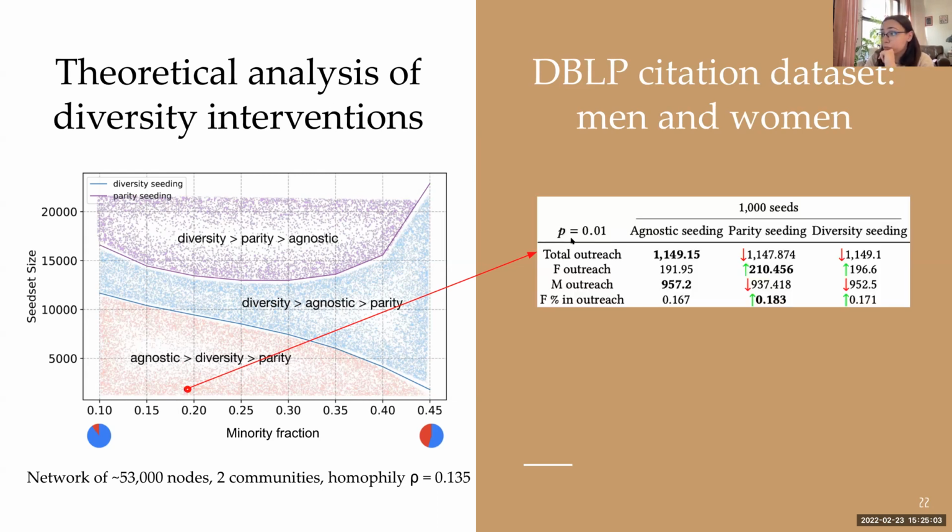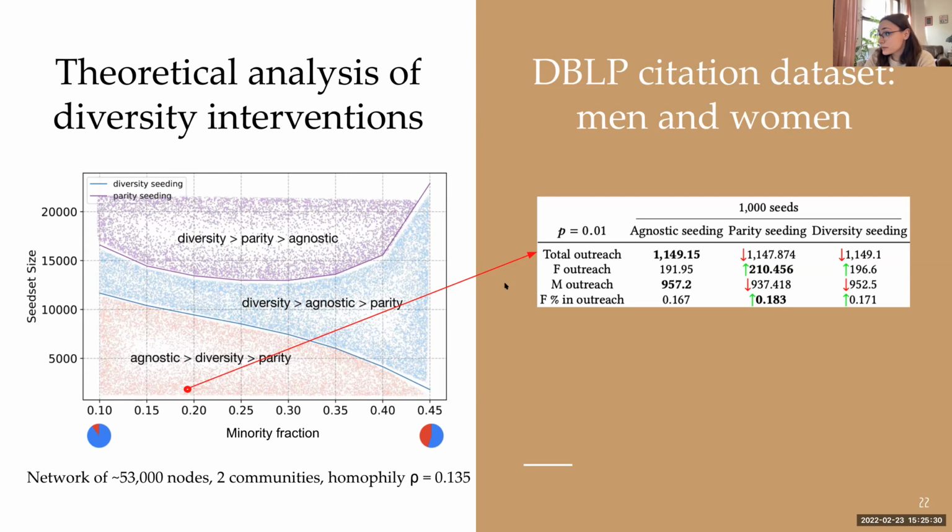For a given probability of diffusion, you end up with these results. So total outreach, this is an average over many simulations. We get that agnostic seeding performs the best, confirming that we are in this trade-off region that's orange. Parity seeding and diversity seeding are both more fair in terms of how many women they get in the outreach. But that's how they were designed to be.